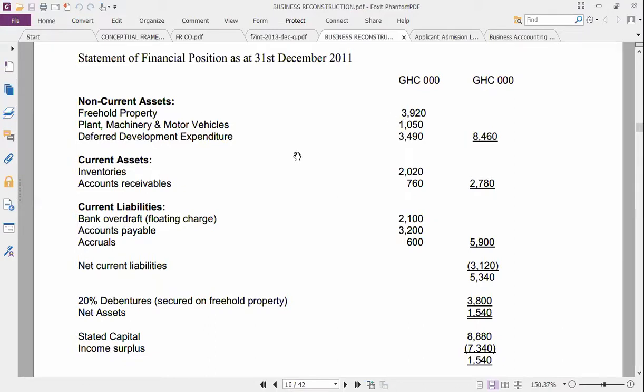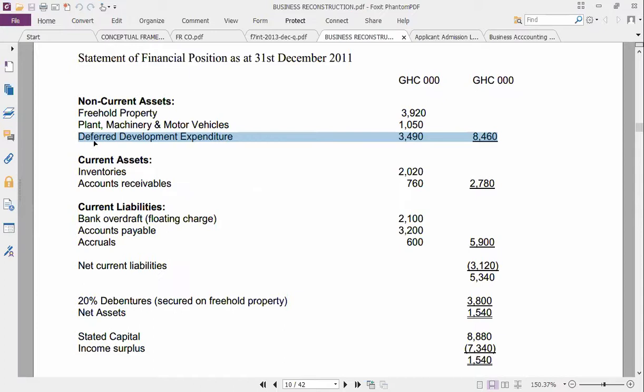So you write freehold property. I'll go and pick the going concern value. I'll go to plant, machinery, and motor vehicle, going concern value. I'll go to deferred development expenditure. Now it has been disposed of, right? So it's not coming. So take note that it has been disposed of. We sold this. So don't bring it again. Don't go and pick the going concern value of this because it has been disposed of.